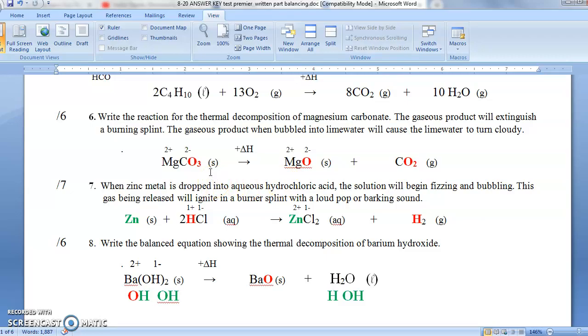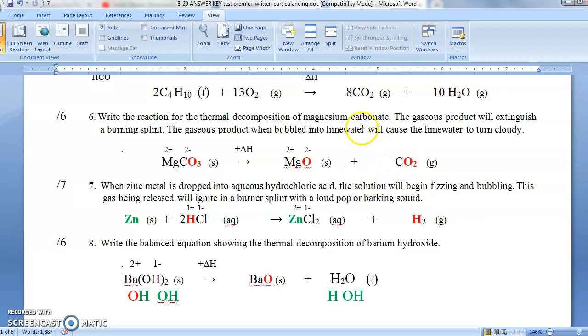Now, how do they know that? Well, there's a couple ways they could tell this. If you put magnesium carbonate in a test tube and you begin heating it aggressively, and if you stick a burning splint into that test tube, that splint will go out. Why is that? Carbon dioxide, you know, is used in fire extinguishers. It will put the splint out.